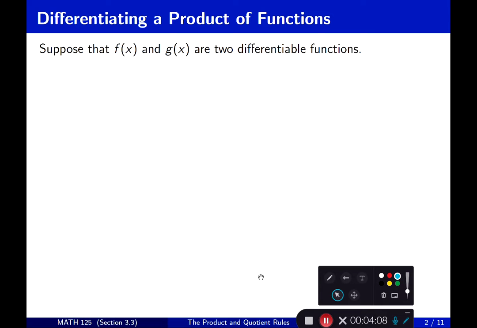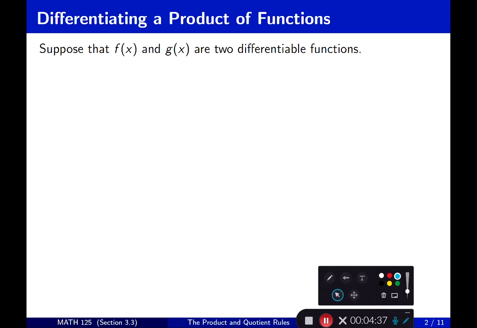So let's try to find a formula for differentiating a product of functions. Even though we know that the limit law is not going to be similar to the product rule of differentiation, we're doing a similar process.